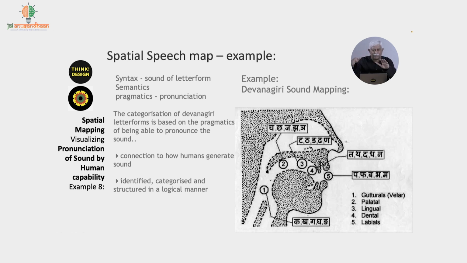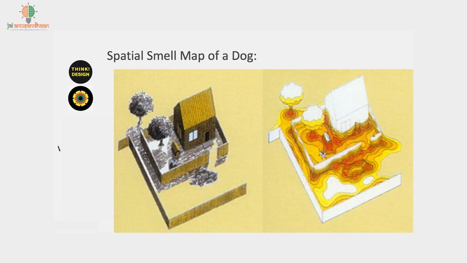Okay, and you can see that 1, 2, 3, 4, 5. It's a wonderful way of actually mapping humans' ability to produce sound, and these are mapped to the letter forms, and that's how we learn in school actually. So it's a wonderful way of mapping the sound on a given space. This is again an extremely interesting mapping.